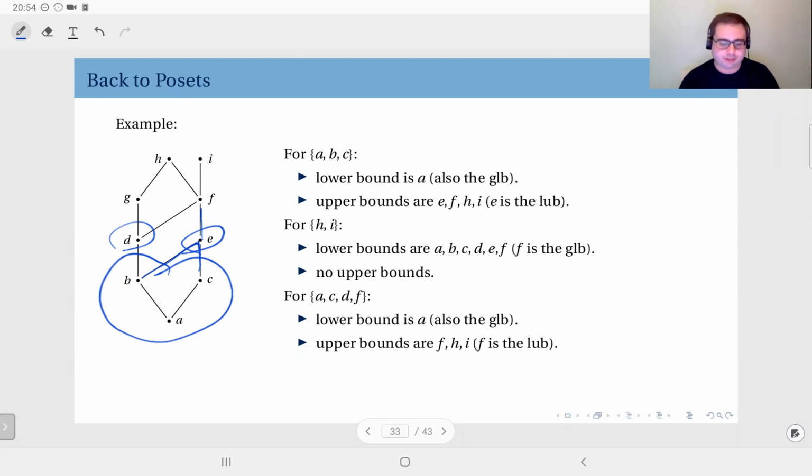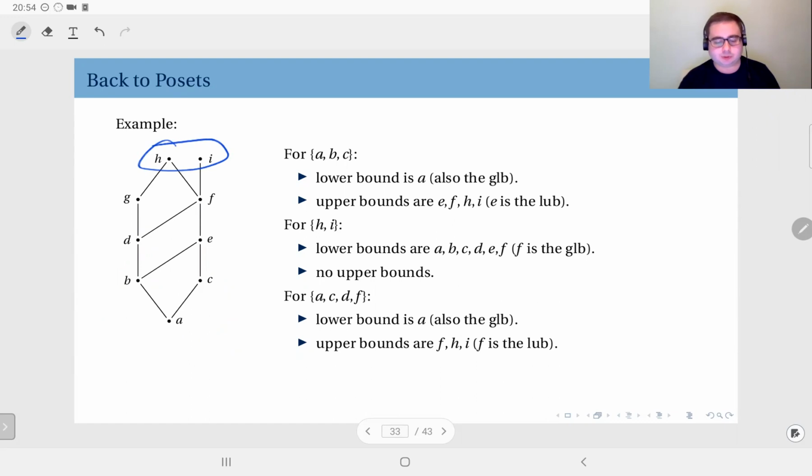For the subset H, I, the lower bounds are, remember what lower bounds are, the elements in the poset that are less than all the elements in the subset. So we have F, not G, because G is incomparable to I. We have F and all the ones less than F, these A, B, C, D, E elements. So A, B, C, D, E, F are lower bounds of subset H and I, and F clearly is the greatest lower bound.